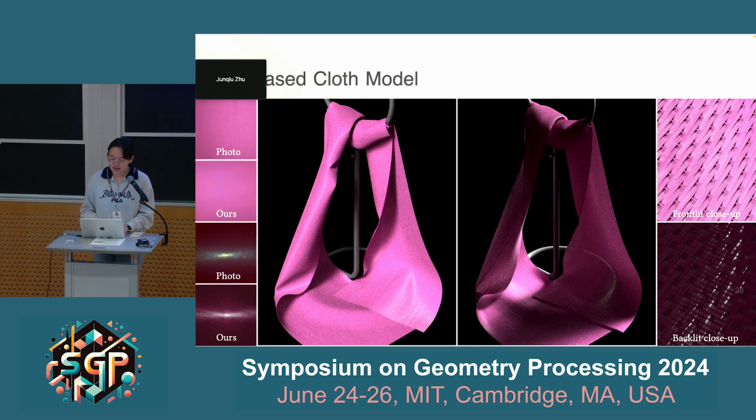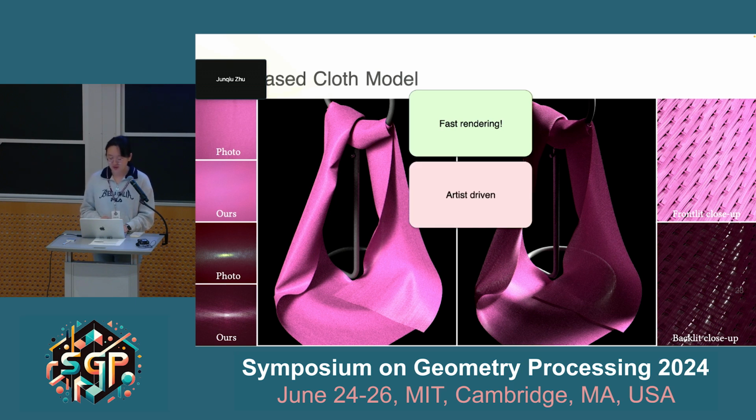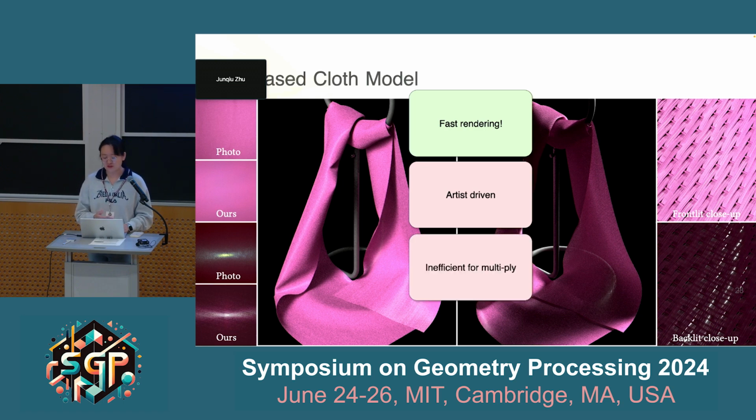Here we show the ply-based method. It can produce a very satisfying rendering result, and because they only use the ply geometry, it makes the rendering quite fast. However, this method has some drawbacks. First, it is artist-driven instead of physically based, so we cannot derive a ply shading model directly from the fiber. And also, it is not efficient enough for multiple plies.